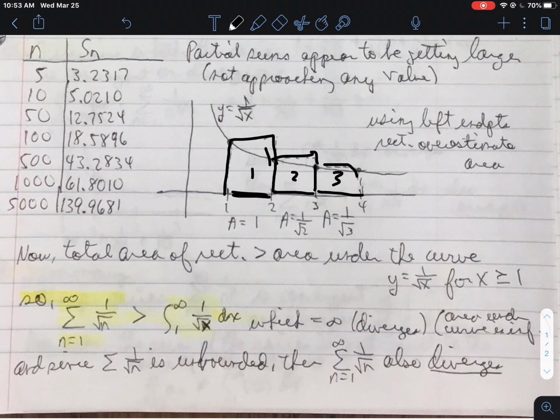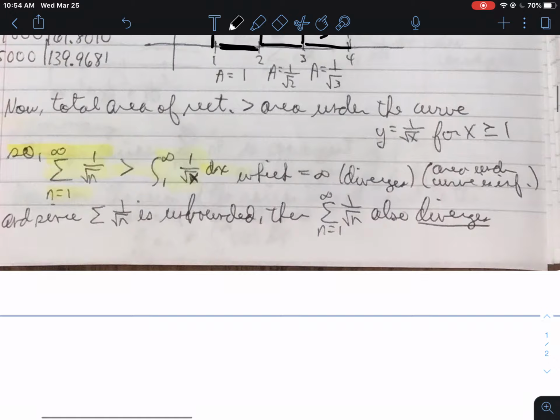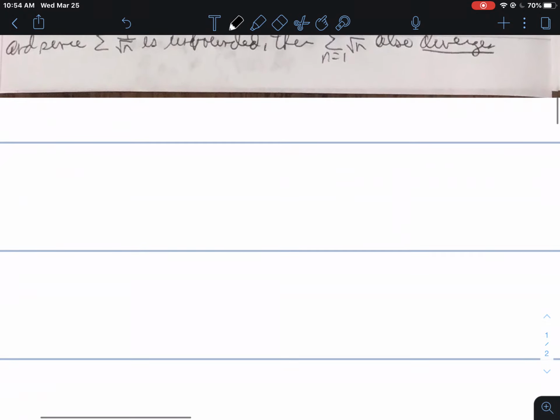But at least I can make this comparison that since the integral from 1 to infinity of 1 over square root of x is divergent, the sum as n goes from 1 to infinity of 1 over square root of n has to also be divergent, because the area of the rectangles, the sum of the terms of our series, is greater than the area under that curve. Okay? Now here's why I made the comparison the way that I did.